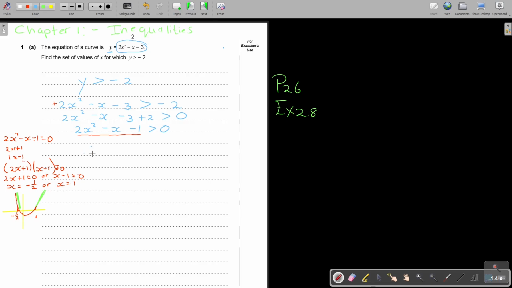Okay, I can even show you here so that you see it better. It's going to be from this point to that side. Do you see? And from this point to that side. So I'm going to say, therefore, x is smaller than negative a half, or x is bigger than 1, not the equal sign, because there was not an equal sign.